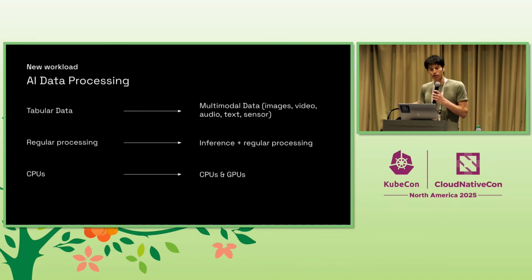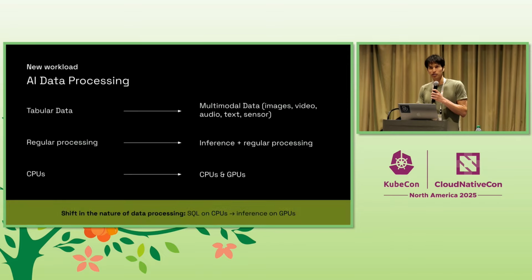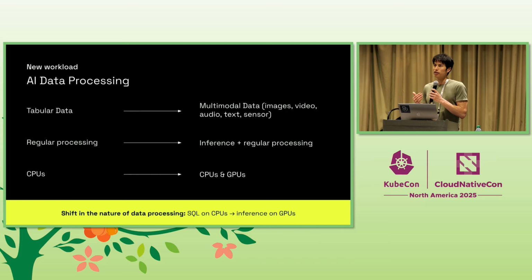And the thing about inference is that inference tends to run on hardware accelerators like GPUs. And so taking all of this together, we are seeing a shift in the nature of data processing, right? In the process of getting value out of data, from SQL queries on homogeneous CPU clusters, to inference plus regular processing on a mixture of GPUs and CPUs, right? So this is a pretty big shift. But it's enabling organizations to get value out of tons of new different types of data that they weren't working with before. And so I'll talk a little bit about the systems challenges that this introduces.